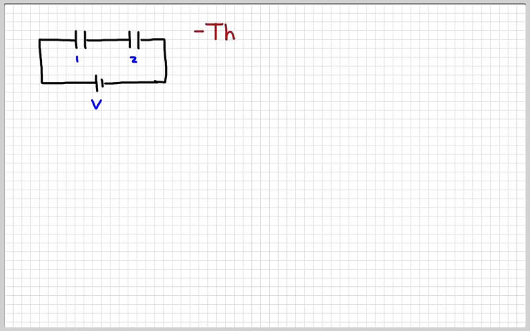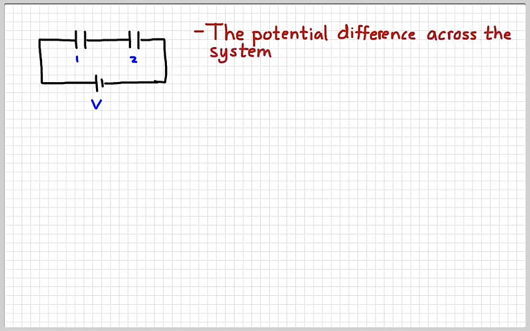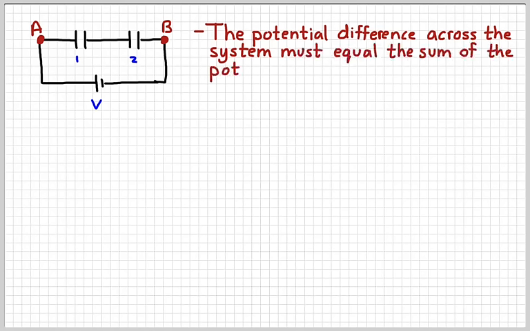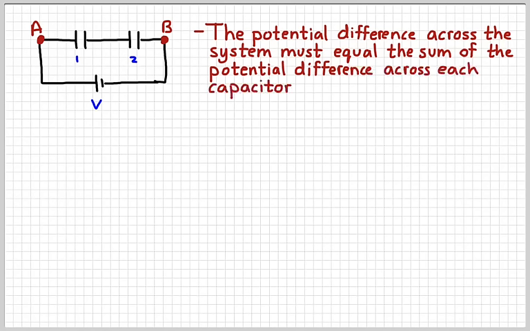So, kind of going back to our original circuit. Remember the loop rule, the potential difference across the system. So, if I just designate 2 points A and B, the voltage across A and B must equal the sum of the voltages across each capacitor. So, in other words, V equals V1 plus V2. So that's the loop rule. Voltages all have to add up when we go through a loop.